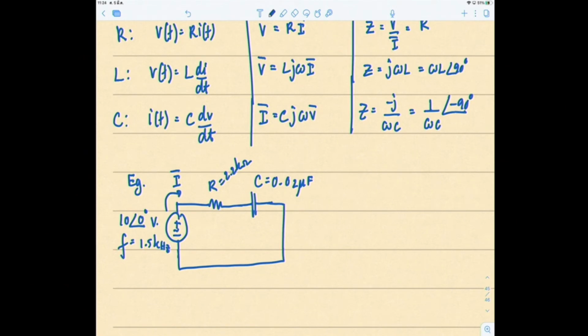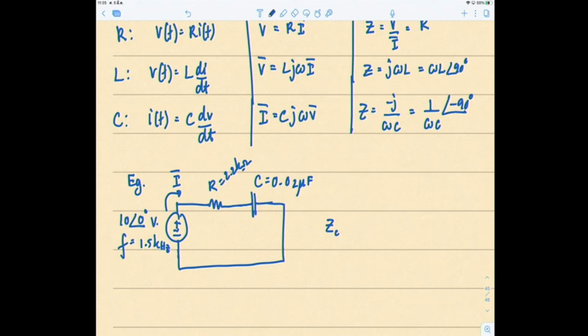To analyze the circuit, you need to change all the element values into impedance values. Pretty much change everything into ohms. R is in ohms already, so we can leave it. But C is in farads. We have to change that into ohms, which is the impedance. So we have to apply the formula for the impedance of a capacitor, right?